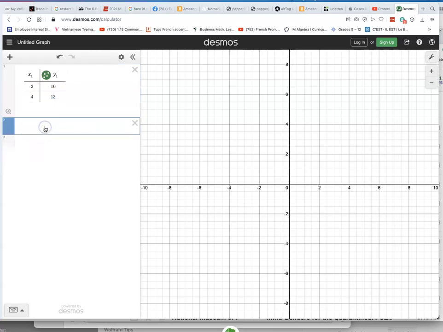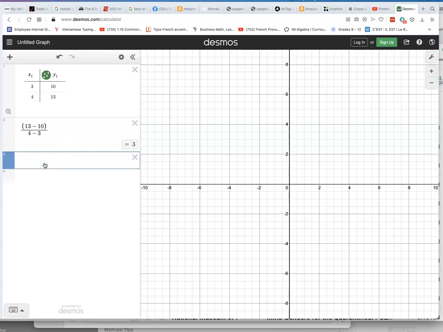So when you look at that, what we have is 13 minus 10, that's the difference, over, oh, that didn't work, did it? So what we want to have here is, we'll put this in parentheses, 13 minus 10, so the difference, top and bottom, is 3 in the y. So we went up 3, and we're going to divide that by 4 minus 3. Okay, so our slope is 3.